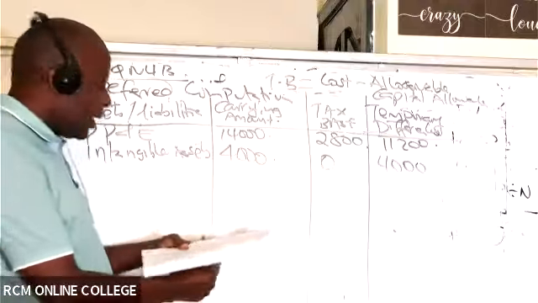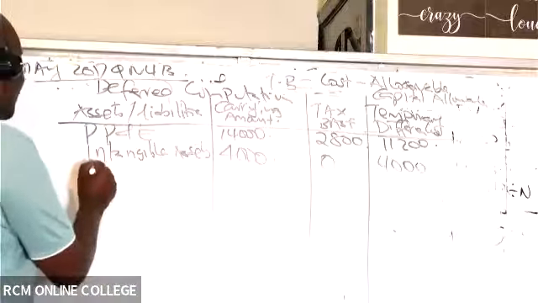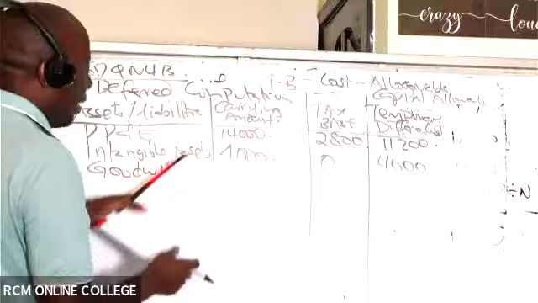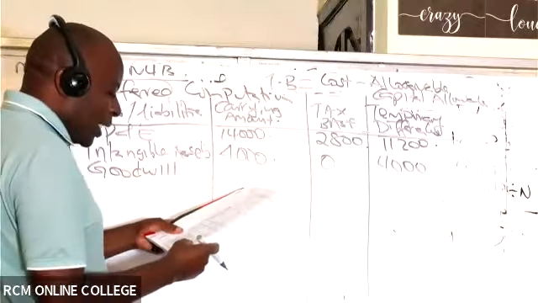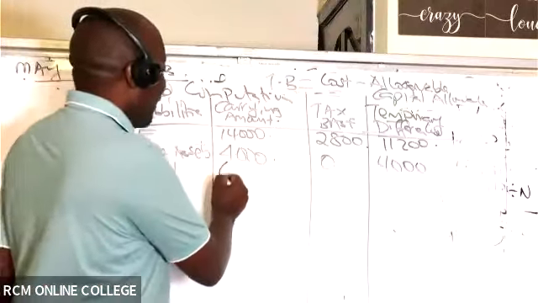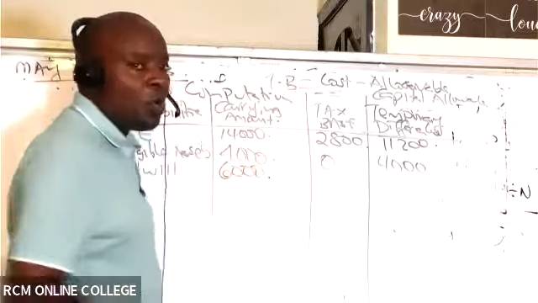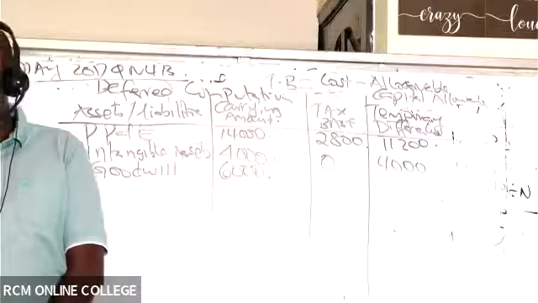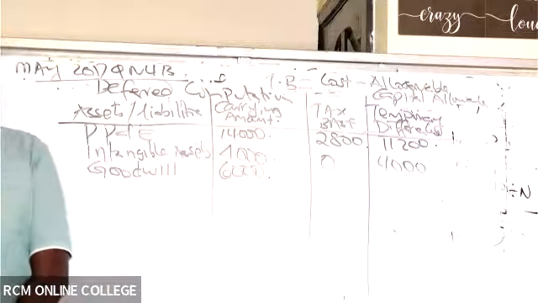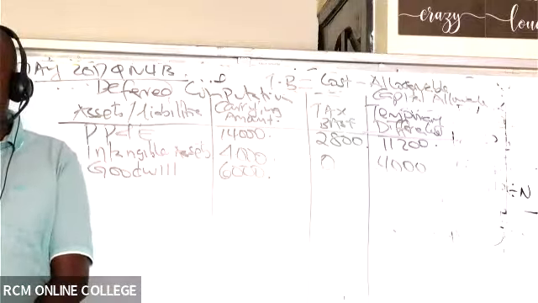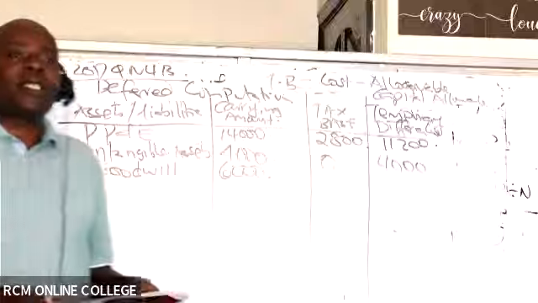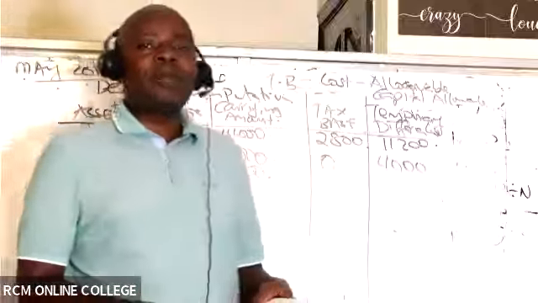The next asset is goodwill. The carrying amount of goodwill here is 6,000. What do you know about goodwill regarding the taxman? Hey, you, my good students. What do you know about goodwill? It's tax exempt, yes. It is always tax exempt.